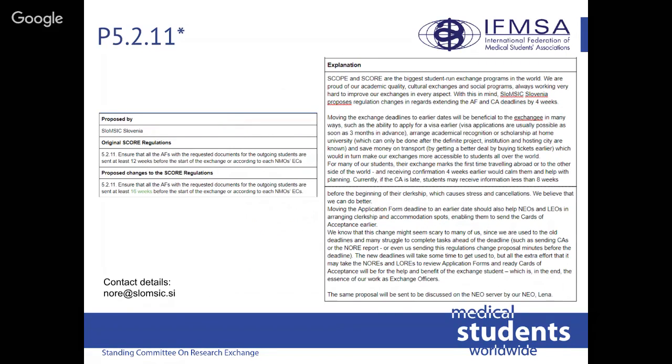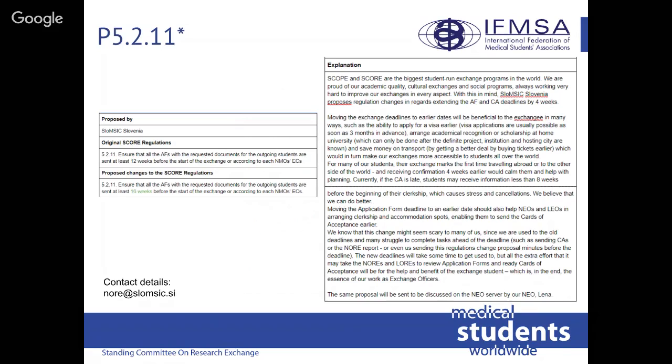SCOPE and SCORE are the biggest student-run exchange programs in the world. We are proud of our academic quality, cultural exchanges, and social programs, always working very hard to improve our exchanges in every aspect. With this in mind, Slamzik Slovenia proposes regulation changes in regards to extending the AF and CA deadlines by 4 weeks. Moving the exchange deadlines to earlier dates will be beneficial to the exchange in many ways, such as the ability to apply for a visa earlier. Visa applications are usually possible as soon as 3 months in advance. Arrange academical recognition or scholarships at home university, which can only be done after the definite project, institution, or hosting city are known. And save money on transport by getting a better deal by buying tickets earlier, which would in turn make our exchanges more accessible to students all over the world.